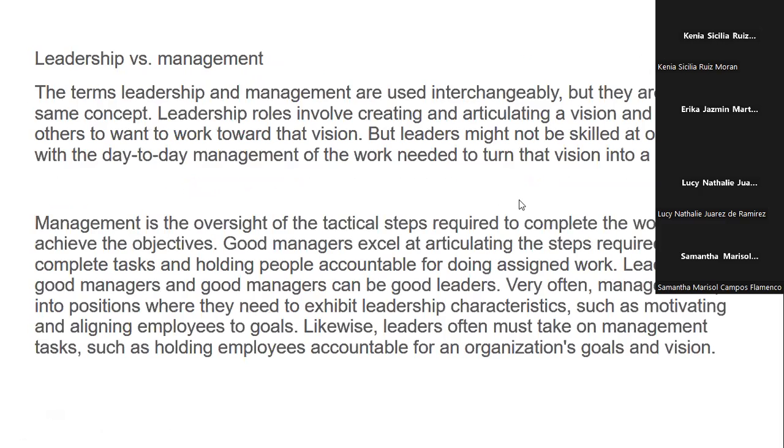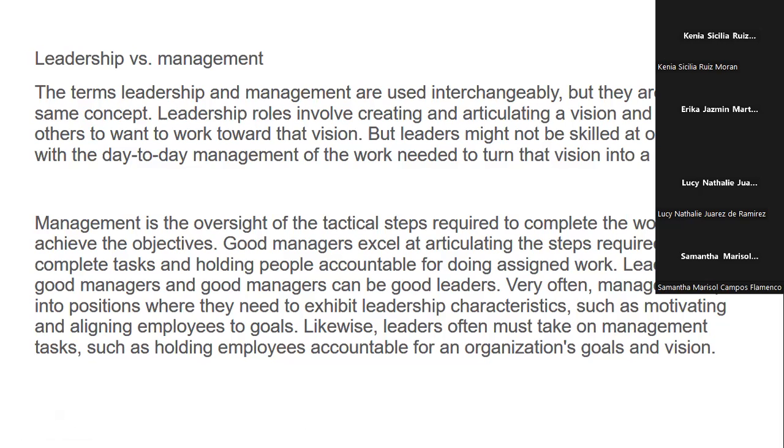Okay, this is interesting. Leadership versus management. What is the difference? Erica, Jasmine, could you please help me with it? Okay, can you hear me? Yeah. Okay, it says leadership versus management. The terms leadership and management are used interchangeably. Interchangeable, okay, but they aren't the same concept.